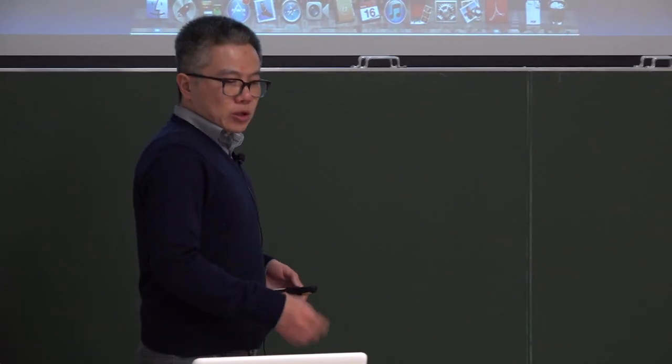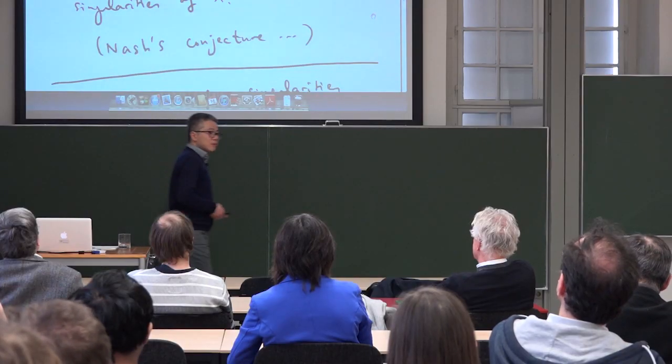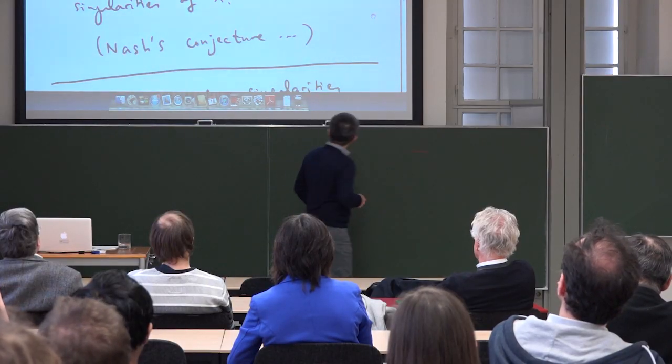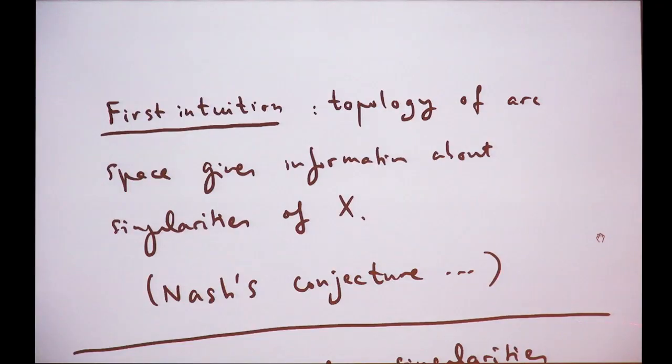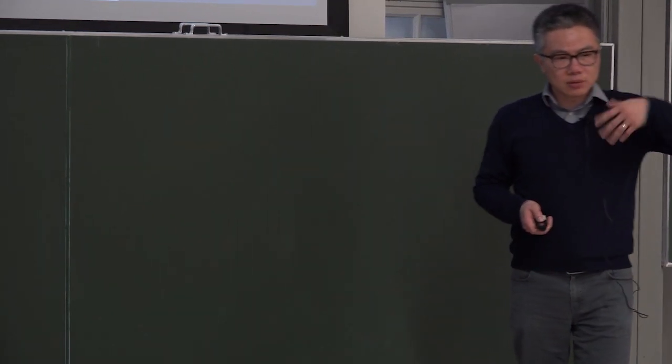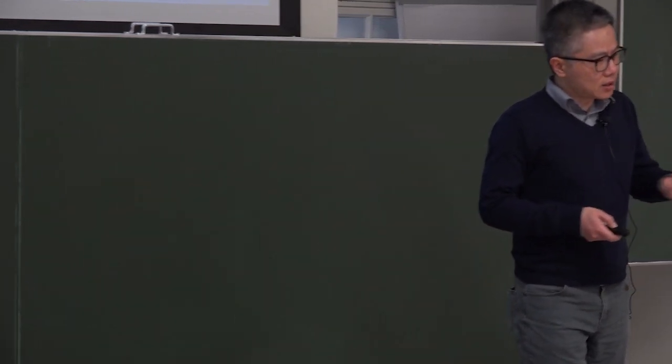So the first intuition that you can come up with 50 years back is that many things about the singularity of X can be captured from the topology of arc space. In particular, this is called the Nash conjecture. I'm not going to mention what it is, but it's one of the things that people studied: when X is a rational singularity, then arc space has some kind of properties.